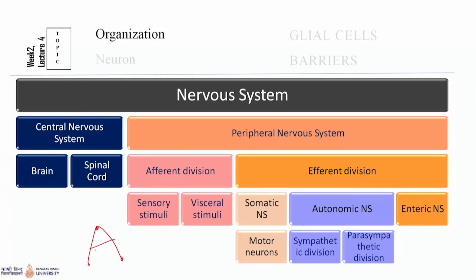Now, the afferent division gets stimulus in two ways. One is the sensory stimulus, and the other is called the visceral stimulus. Sensory stimulus involves the special senses such as the eyes, ears, nose, and tongue. When we feel something through these senses, the stimulus goes through the afferent division and reaches the brain or the spinal cord.